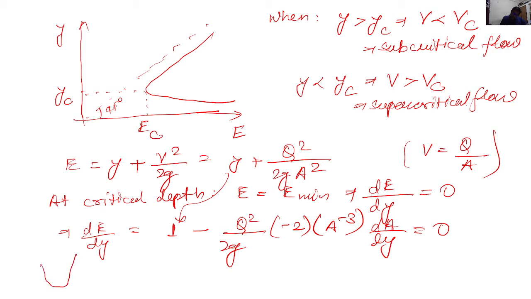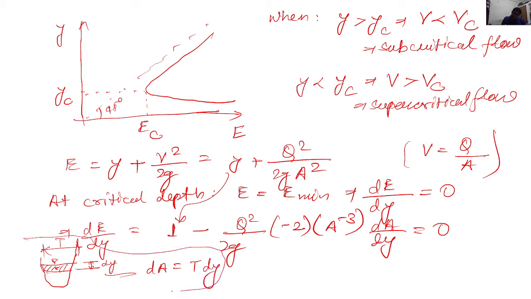Now let us suppose we take any cross section of the open channel. This is the free surface. So let us suppose we are taking a strip, and the strip thickness happens to be dy, and T is the top width of the open channel. Then we would know that dA, the strip cross section, is equal to the top width times the strip thickness. So this expression needs to be considered for the upcoming values.